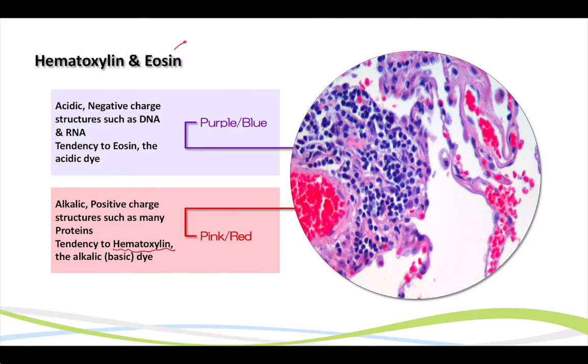So eosin is acidic, and hematoxylin is basic or alkaline. So we can remember that we use eosinophilic or basophilic, or eosinophilia or basophilia, and for eosinophilia we can also use acidophilia.